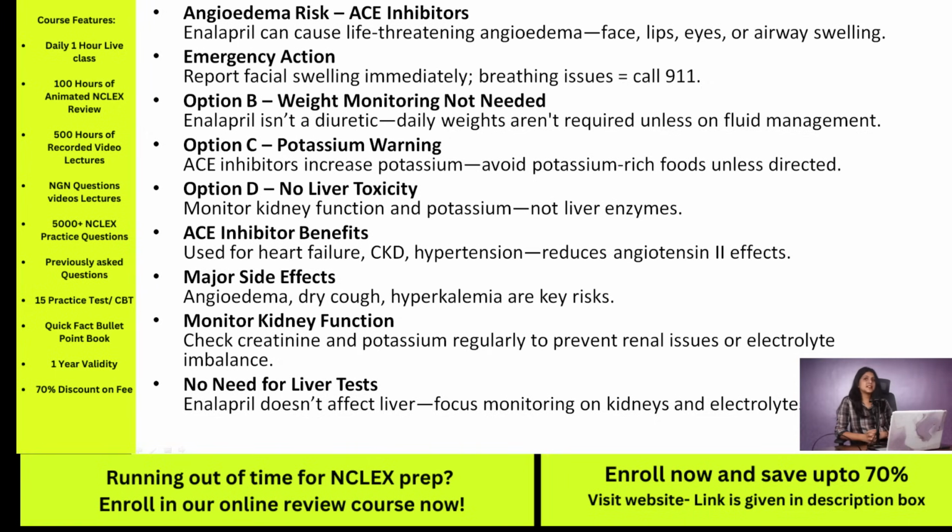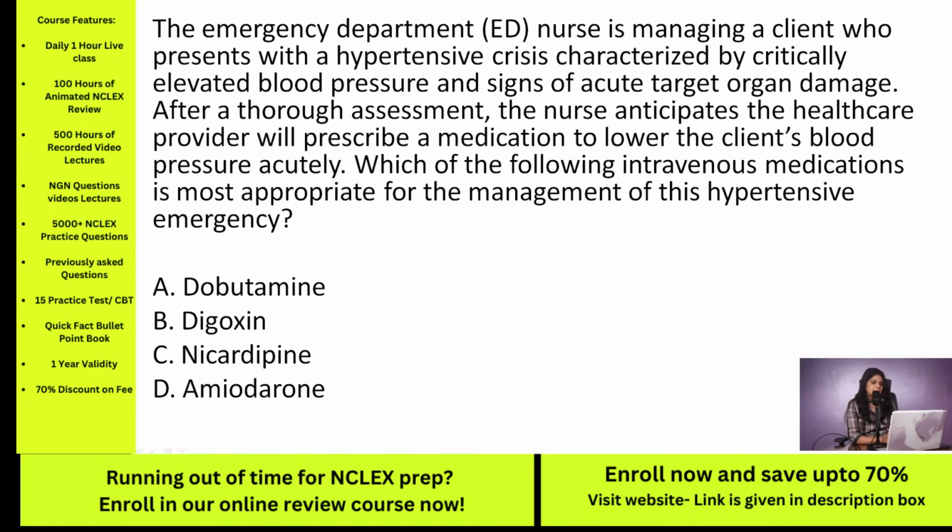Stay sharp. Question 33 is coming up next, with another crucial pharmacologic safety scenario to reinforce high-level National Council Licensure Examination decision-making. The emergency department nurse is managing a client who presents with a hypertensive crisis, characterized by critically elevated blood pressure and signs of acute target organ damage. After a thorough assessment, the nurse anticipates the healthcare provider will prescribe a medication to lower the client's blood pressure acutely. Which of the following intravenous medications is most appropriate for the management of this hypertensive emergency?